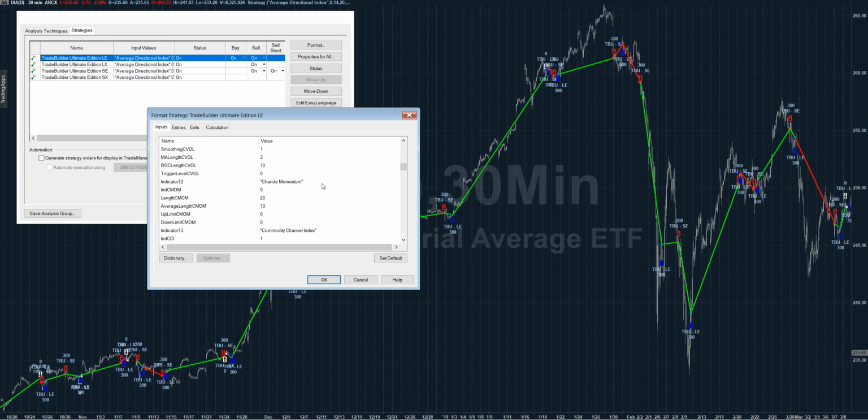So to give you an example here, we have commodity channel index, a momentum-based indicator that's active. It's set to 1. And what TradeBuilder is doing, it's using the period of 5 on the commodity channel index to issue a long signal when the 75 value is crossed, and a short signal when minus 75 is crossed.